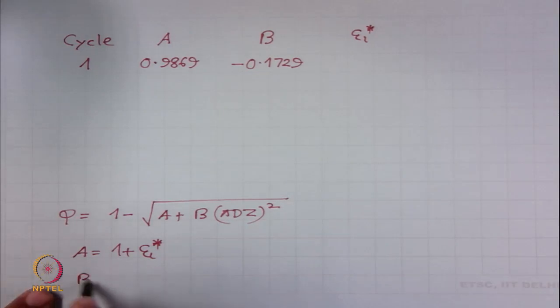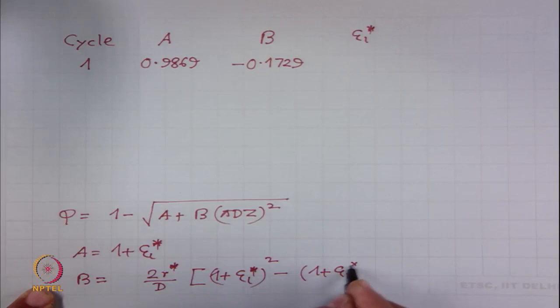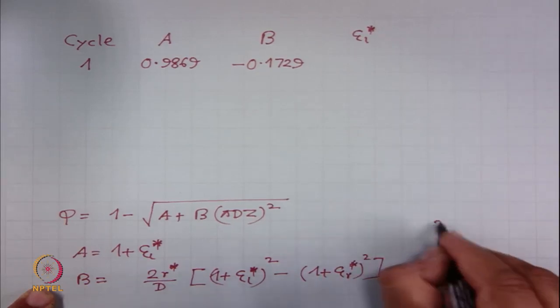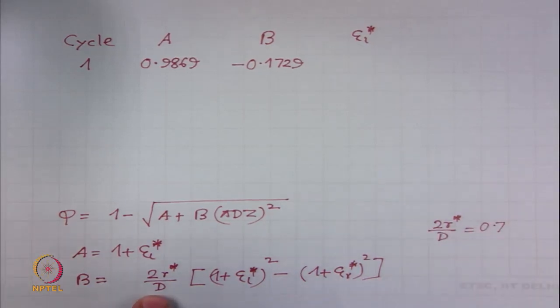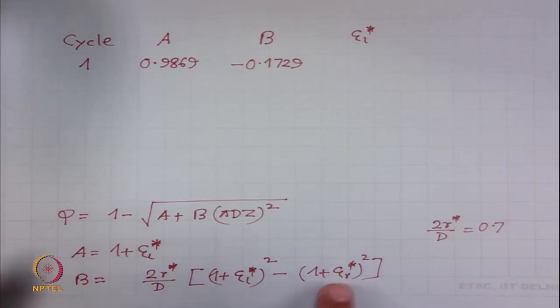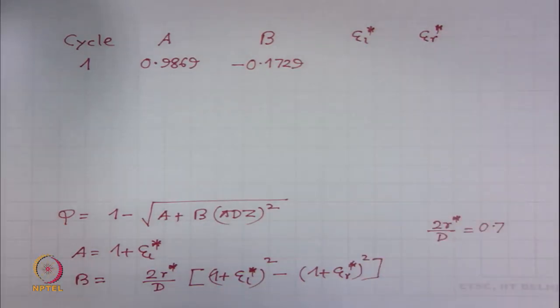And what is B? B is 2 r star by d into 1 plus square minus 1 plus square. 2 r star by d was considered to be 0.7. So, this is 0.7. The moment we know this value, we will be able to find out this as well, right. So, this was the result after first cycle of washing and drying.